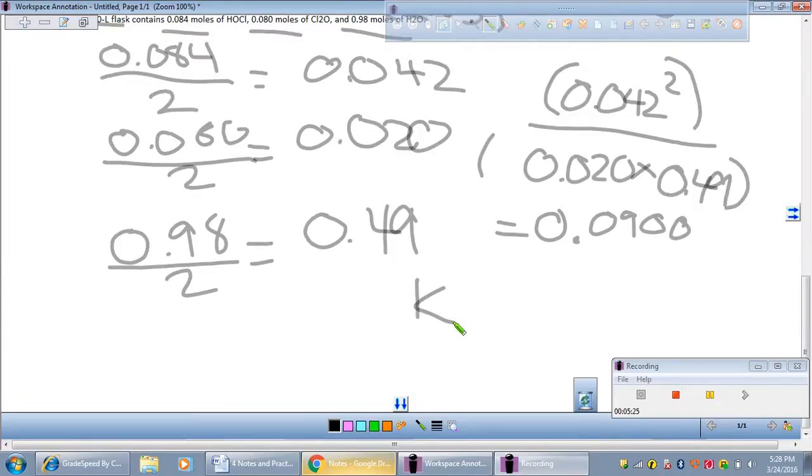So whenever K equals Q, you're at equilibrium. No shift required.